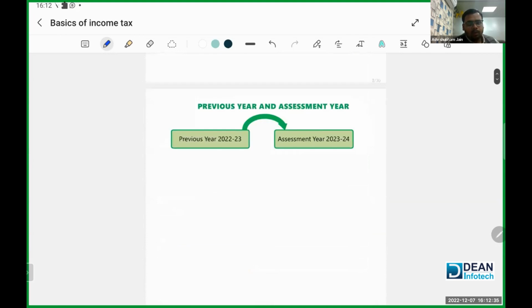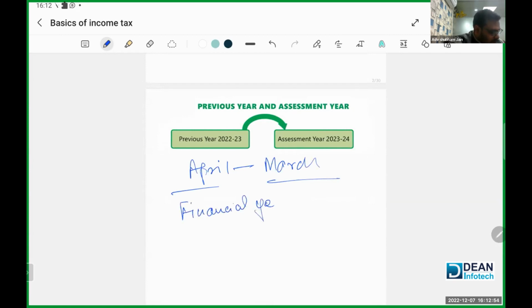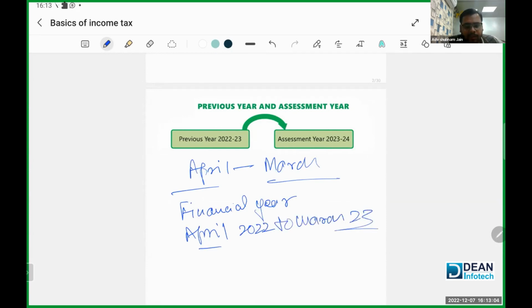So first of all, let me tell you the concept of previous year and assessment year. In our country, the year for taxation purposes is from April to March. For example, this year, the financial year in which we are, started from April 2022 to March 23. Whatever the taxation will be, it will be calculated from this particular period, April 2022 to March 23. This is known as the previous year.